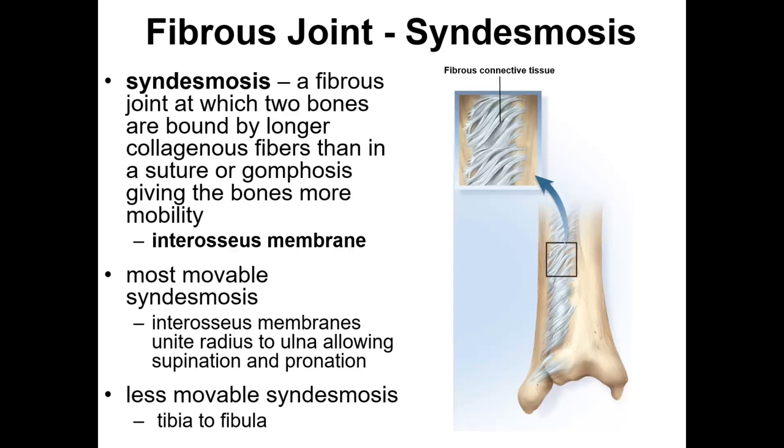So it allows for a little bit of movement when you are moving your arm back and forth, whether it's supination or pronation. In that movement, your bones can kind of slide, or you have a little bit of flexibility there. You also see it between the tibia and the fibula, but it is less than in the arm.